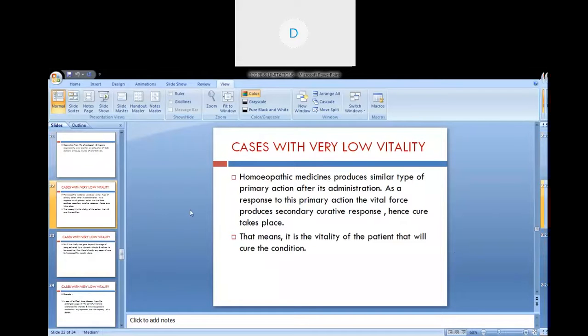It is an important topic. It is an important chapter in Stuart Close. And yes, I know it comes frequently in the second year. So you must understand what the scope and limitations of homeopathy are.